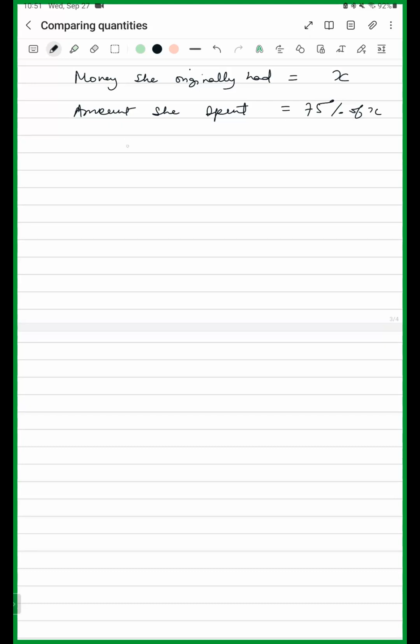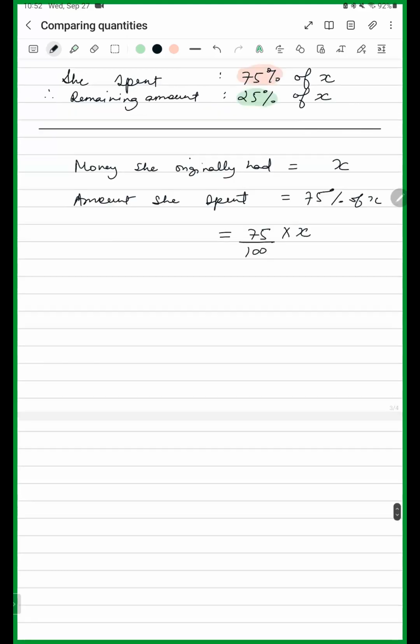So 75% of X is 75 by 100 into X. This is the amount she spent. This is equal to 75 by 100 into X. The amount that is left with her, we want to find how much did she have in the beginning. So you can say amount she spent is actually, there's only one way to do this question, and it is this.